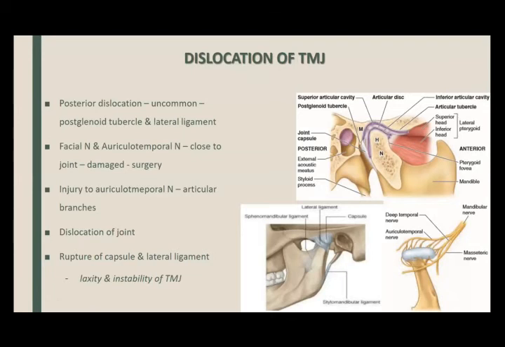प्लस अगर capsule ये जो है और lateral ligament अगर ये भी damage हो जाएंगे या rupture हो जाएंगे, तब भी ये joint जो है this becomes unstable. तो ये please याद रखिएगा कि posterior dislocation prevent होती है by post clinoid tubercle and lateral ligament, ये lateral ligament. और anterior dislocation तो आपको पता है हो ही जाया करती है when this is where it lies.